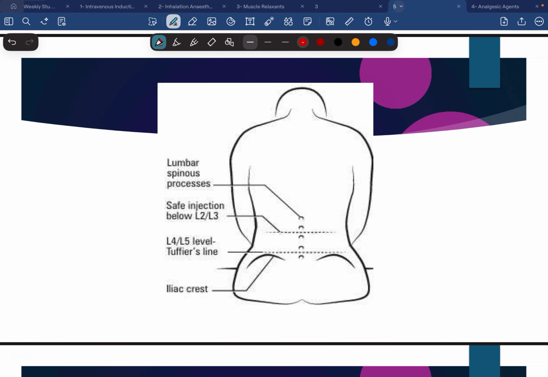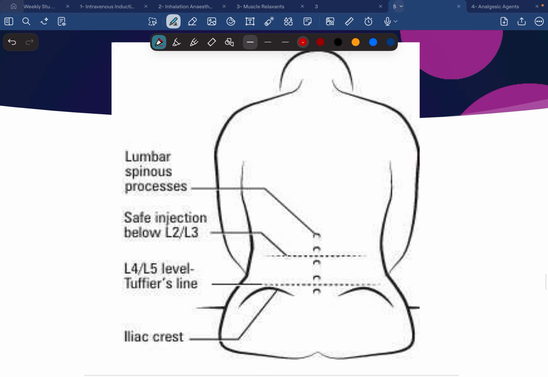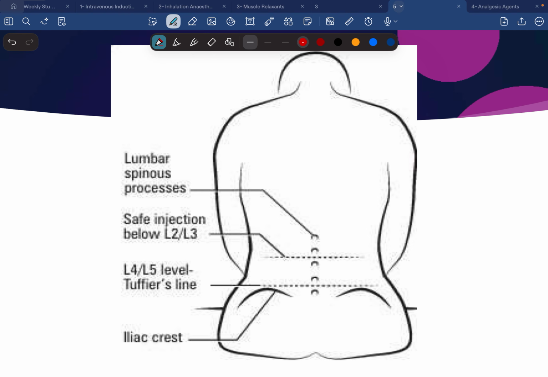This is the most common position that we position our patients in. We palpate in the back. These are the spinous processes, these ones in the middle. These are the ones you feel. It's safe to inject at any level below L2, L3. How do we know? The iliac crest. The iliac crest usually is between the level of L4, L5, and then you can count up from there.